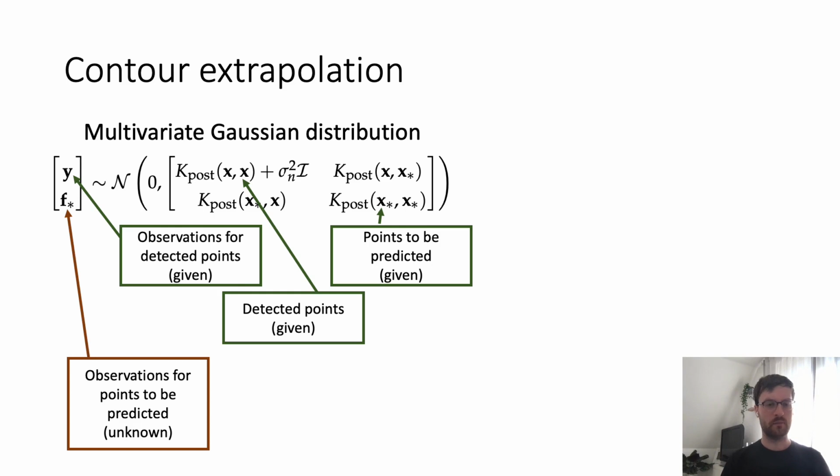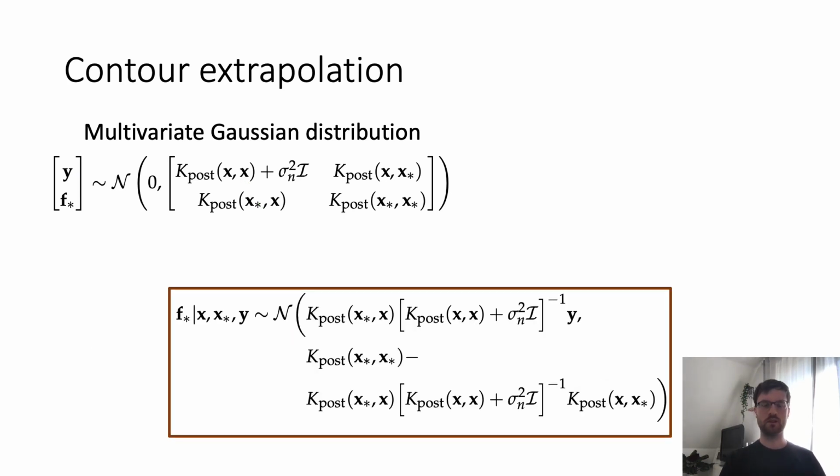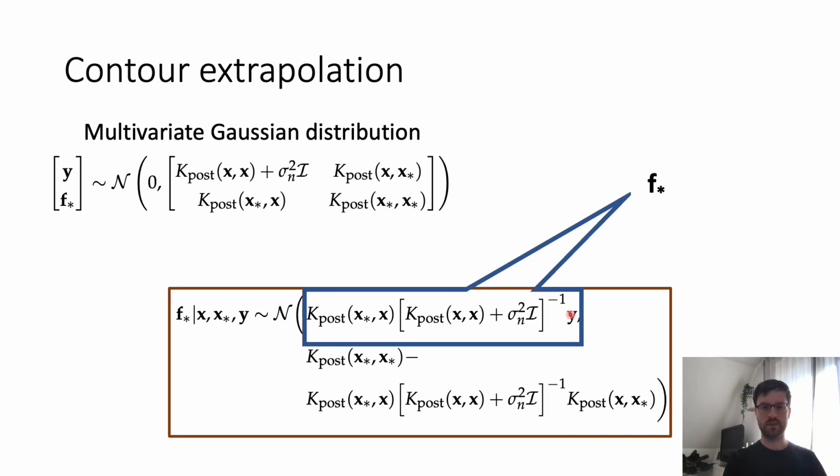We also do have f asterisk here, which are the observations of the posterior Gaussian process for the extrapolated contours. These values are unknown. So the goal here is to find a formulation which gives us f asterisk given x asterisk, and given y. So given all the values we do have. The solution for this problem can be found by using a math textbook and results in this formulation at the bottom. Here we do have f asterisk given the three sets of known values as a Gaussian process output, where the first half of the formulation represents f asterisk.